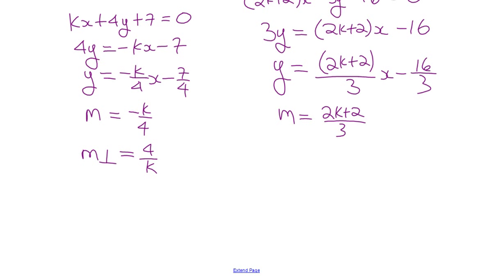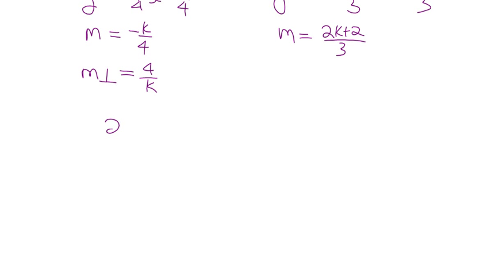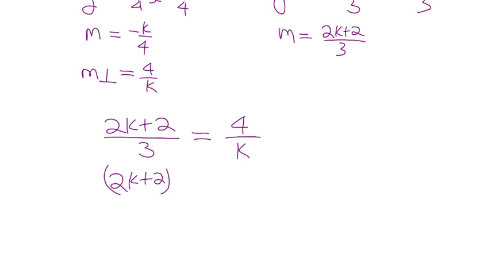What am I now going to do with this and this? We're going to set them equal to each other. If these lines are perpendicular, and this is the slope of the given line, then the slope of the line perpendicular is this, so this expression is equal to this. How do we solve? Multiply each side by 3k. So we'll end up with?